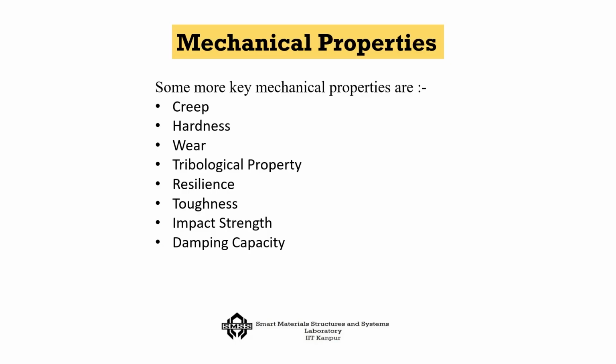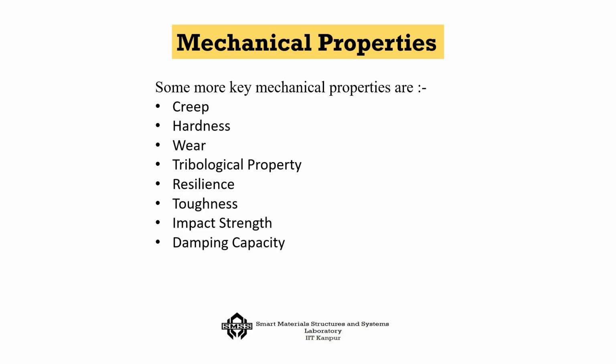Hardness, wherever there is relative contact between two surfaces, the hardness is important. For example, for a railway line, the hardness is important for us. Wear, another thing, so that it does not lose the material. Other similar tribological properties due to contact. Resilience, so that how much energy you can absorb in a system. Toughness, impact strength, damping capacity.